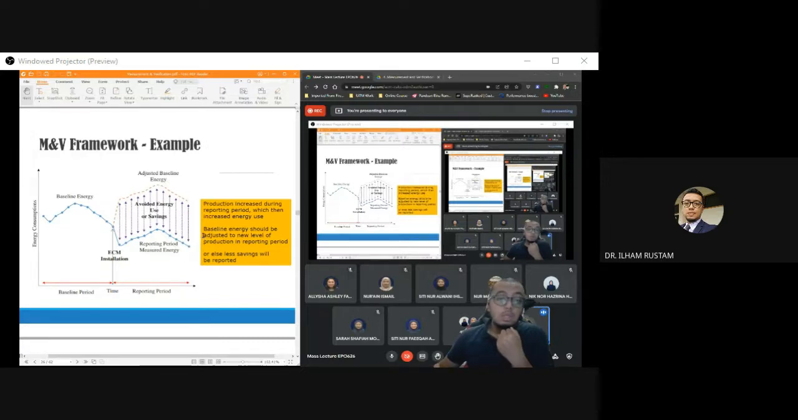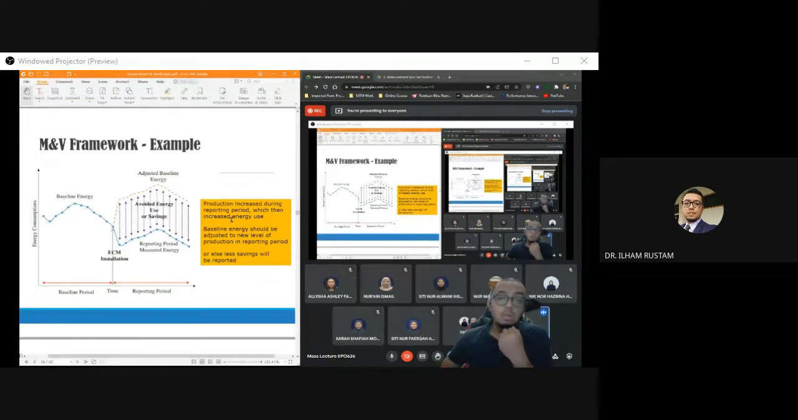So in this case, the production increased during the reporting period. So if you take it as it is, it seems like the reporting period in this example is actually high here. Okay, this orange line is actually high, but actually it is because production increased, because demand is high.